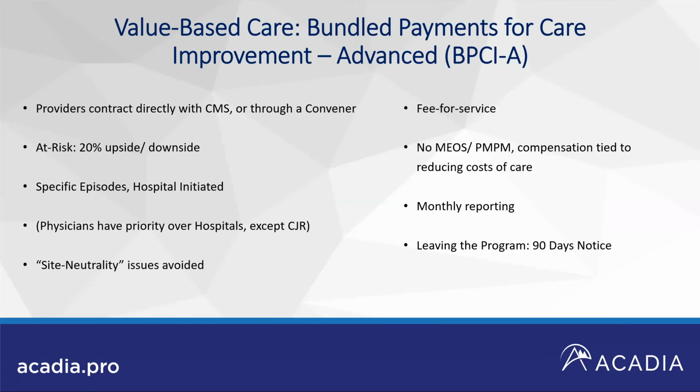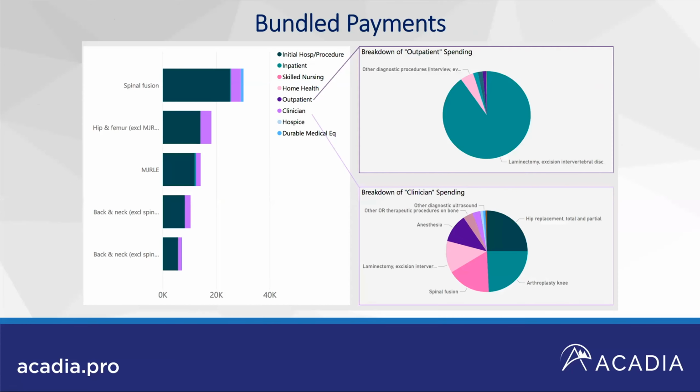BPCI we touched on. A couple of things that we want to point out. 20% upside and downside on day one. There are no per member per month payments. You're taking risk immediately. And we touched on a lot of other components of the program, but I think the biggest criticism of the program is that 20% downside right off the bat, and there's no safe zone. If you recall talking about that, if you don't get below the target price, you owe a penalty. It's not based on the benchmark, and there's no per member per month payments to help invest in the infrastructure.